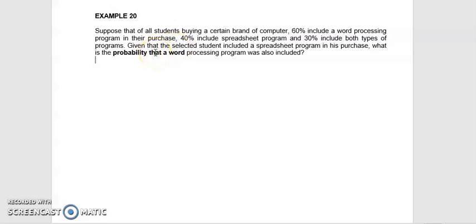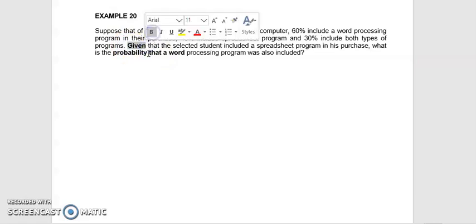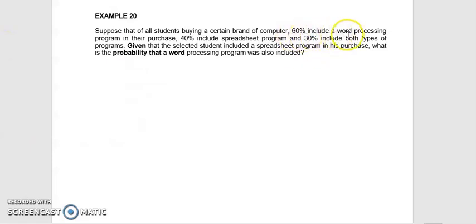Normally the keyword for conditional probability is "given", either given or if. So they want to indicate conditional probability. We extract the information given first. So 60% for word processing. Let's say probability of W, with W referring to word, equal to 0.6. And 40% includes spreadsheet, so probability of S is 0.4.